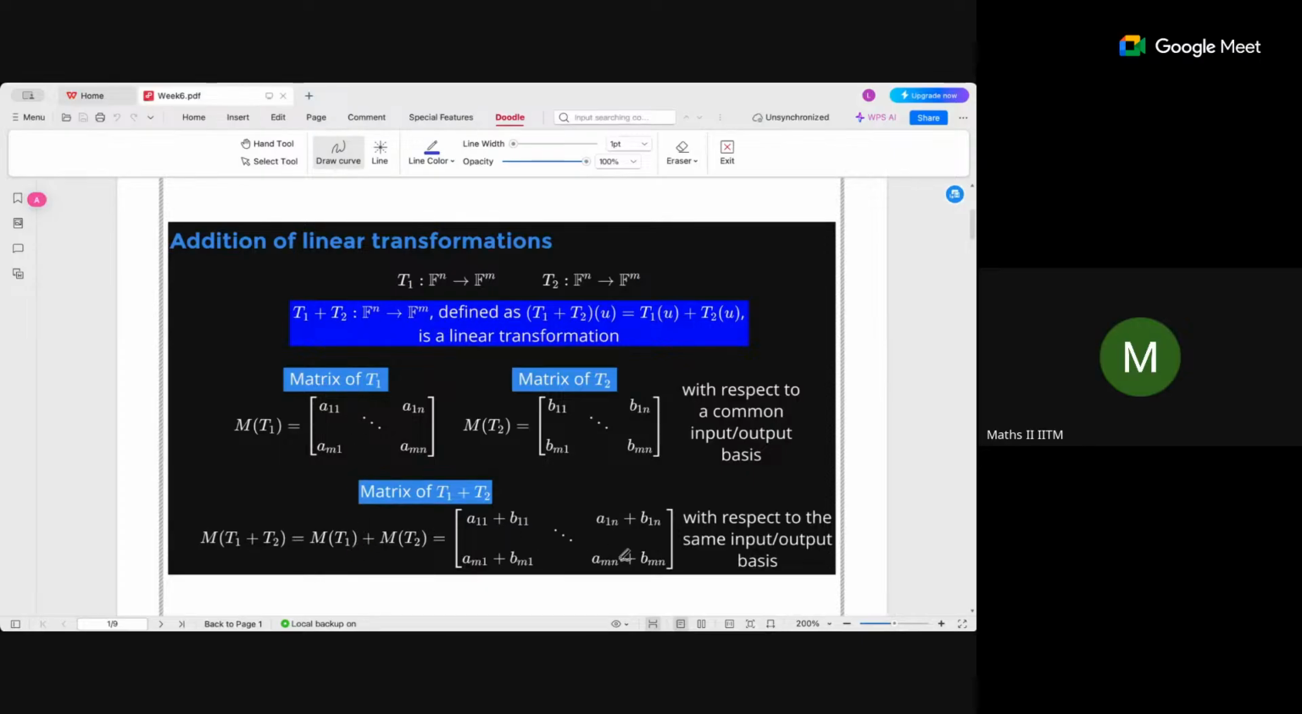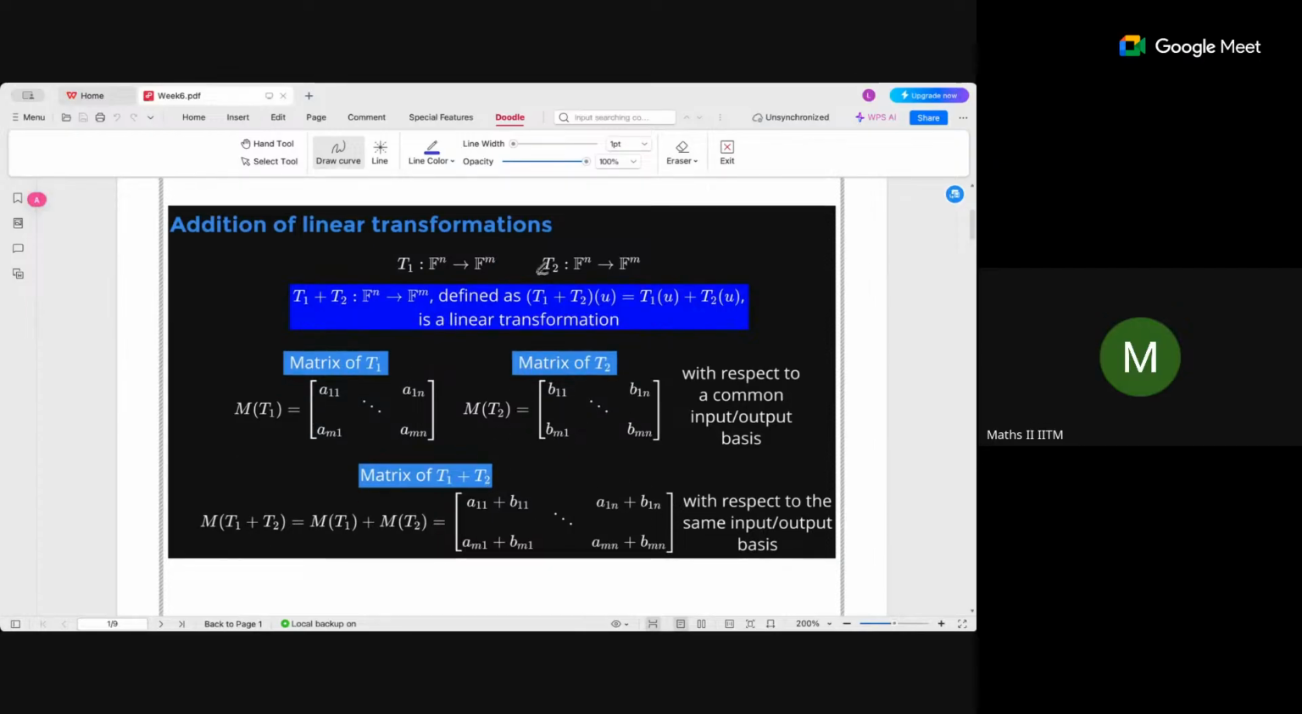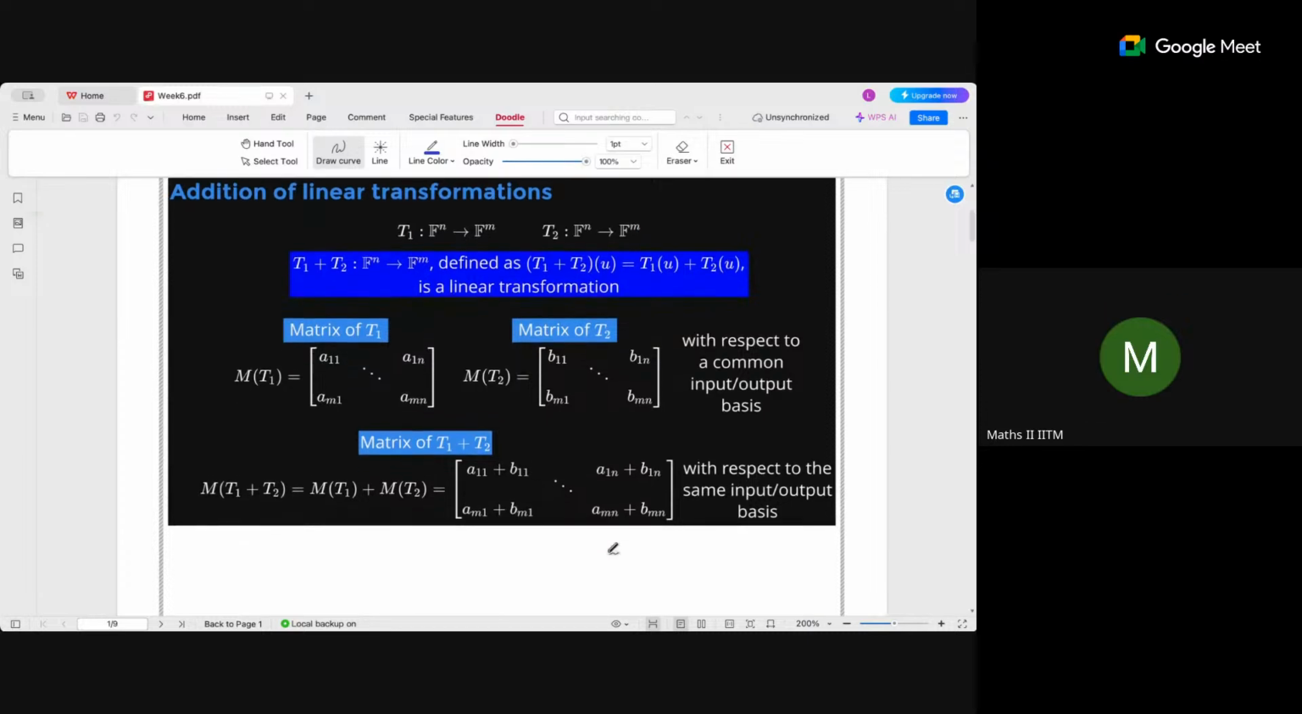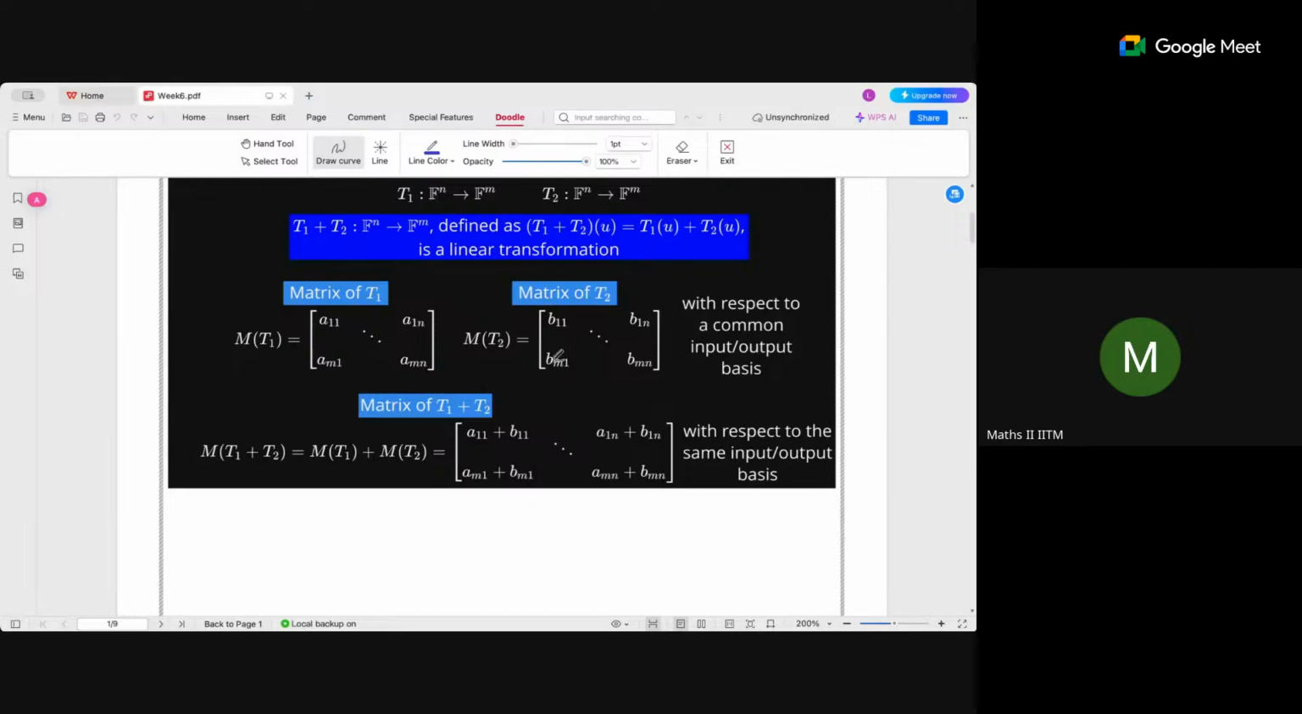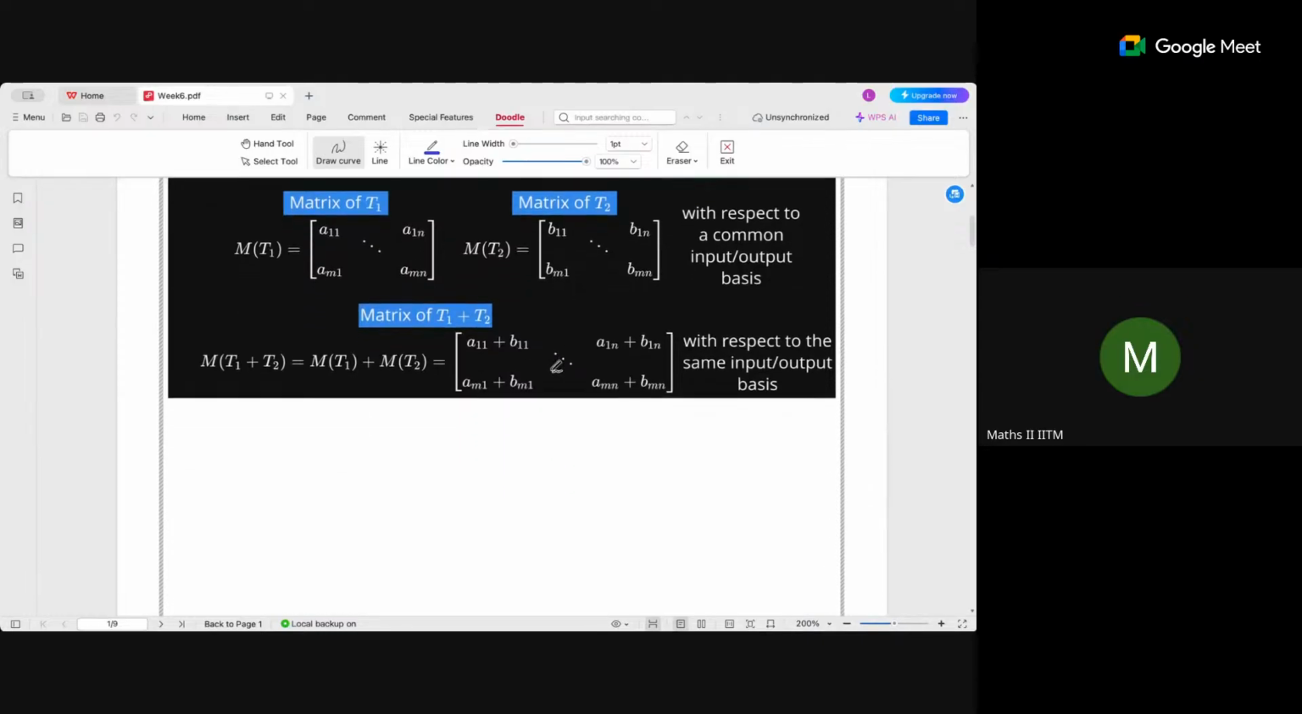This is something very straightforward. You can see it very easily, right? Addition is very natural, you are doing coordinatewise addition. But matrix multiplication, how many of you think the way it is defined, it is really strange, right?